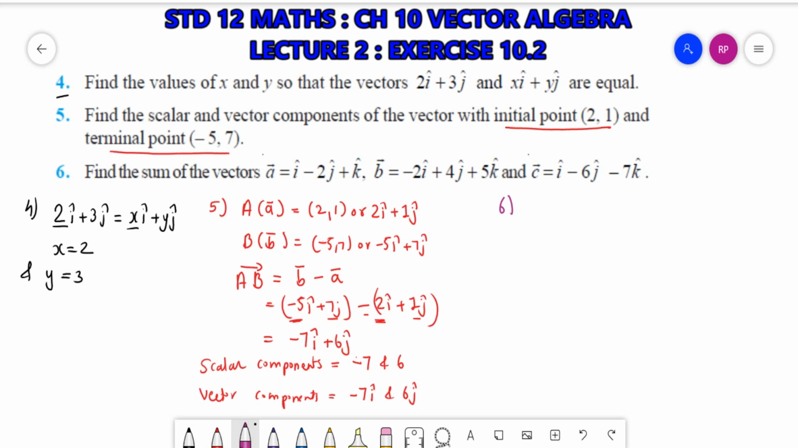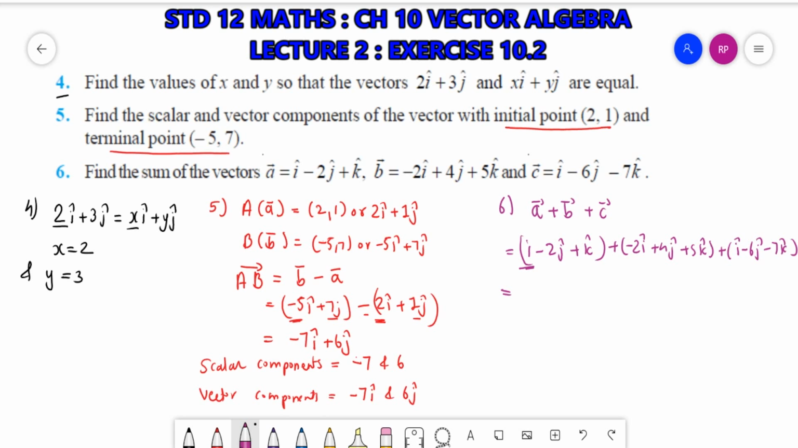Next, part C. Three vectors are given and you have to find the sum. It's vector A plus vector B plus vector C. What I need to do? i minus 2j plus k, plus minus 2i plus 4j plus 5k, plus i minus 6j minus 7k. So for vector addition, we need to add the x component, then we need to add the y component, and then we need to add the z component separately.